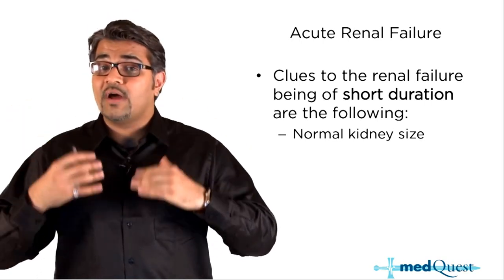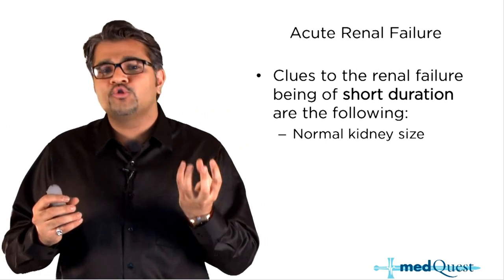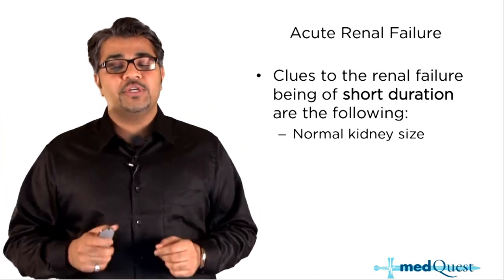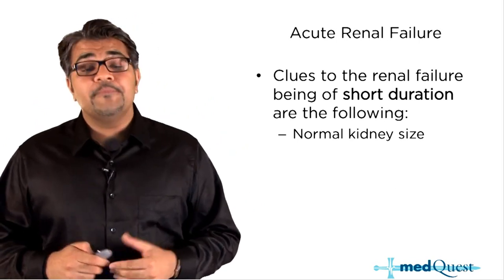Or what about chronic kidney disease? They call them small, shriveled kidneys. But that's also a chronic issue. Short duration, normal kidney size. The next is a normal hematocrit.